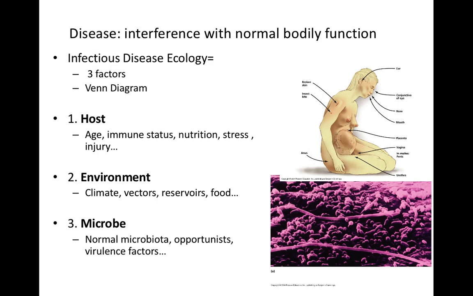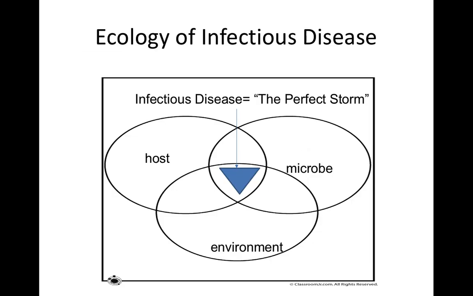This next slide, folks, is just this Venn diagram. Again, just stressing in the ecology of infectious diseases, host factors have to be just right, microbe factors just right, environmental factors just right. So it's where these factors intersect, right? That's when we'll have infectious disease.